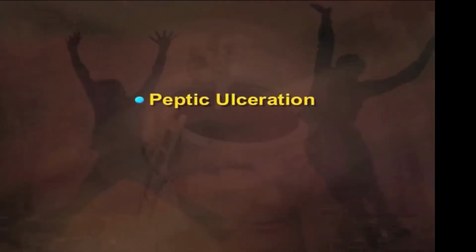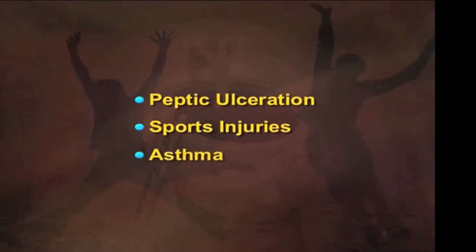Today we are going to understand some health-related problems which have direct relations to stress. We'll be discussing 3 health-related issues. The first is peptic ulceration, the second are sports injuries, and the third is asthma. First, we go on to a lesser heard disorder, that is peptic ulcers.